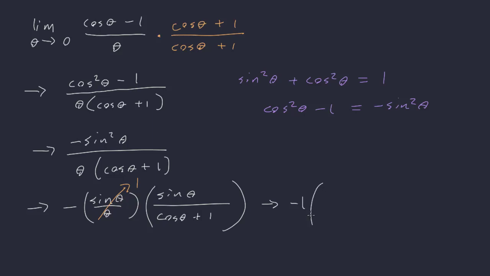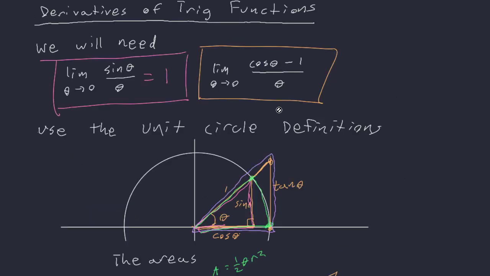So we should have negative 1 times, now we can just plug in the 0. Sine of 0 over cosine of 0 plus 1. Sine of 0 is 0. Cosine of 0 is 1. So we'll get 0 over 2. So it's 0. Okay, so this limit goes to 0.